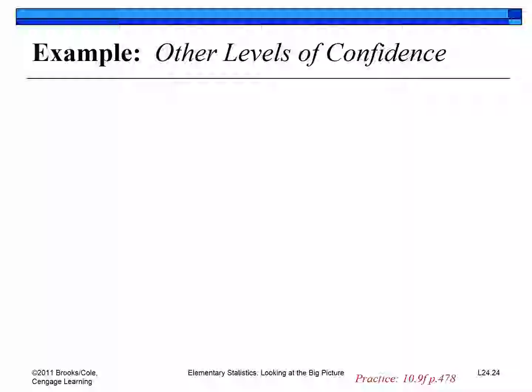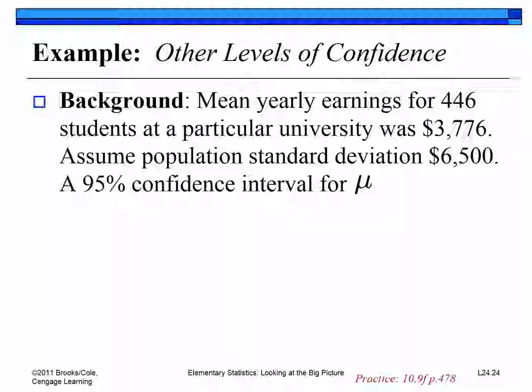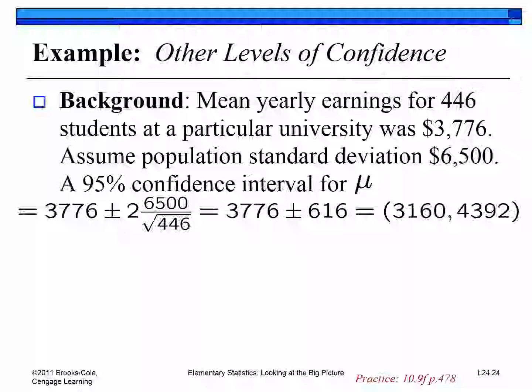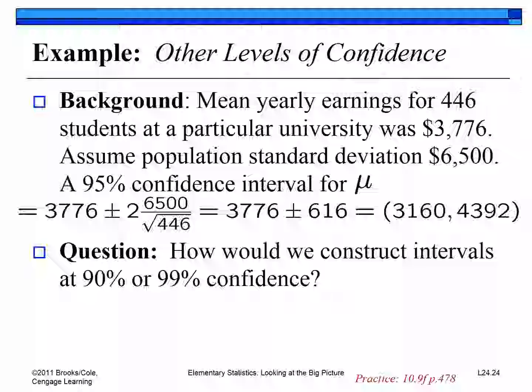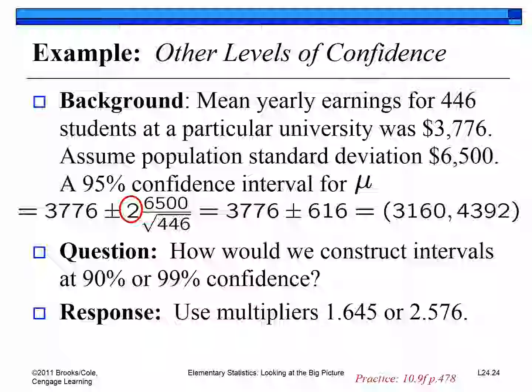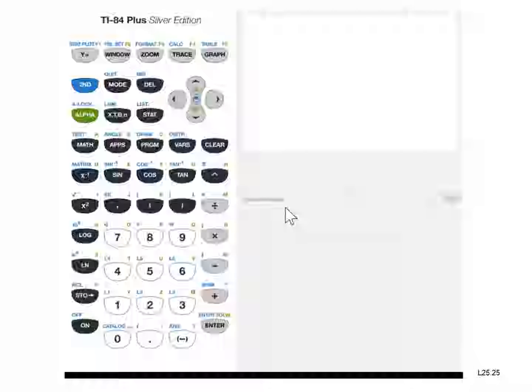For other confidence levels besides 95%, remember our 95% confidence interval is this. What would we do for, let's say, a 90% or 99% confidence interval? Just like for proportions, we'll use different multipliers. The ones that we would use for 90% and 99% are 1.645 and 2.576 respectively. Remember, we can find those numbers using inverse norm on our calculators. Next, I'll show you how to use your calculator to compute these confidence intervals.